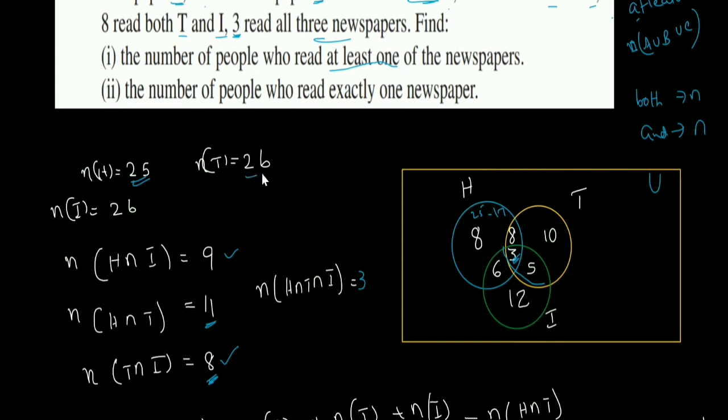T. What is T? Number of T given? 26. So this is a circle T. You already written here 8 plus 3, 11 plus 5, 16. So 26 is the total, minus 16 you should write here 10. 26 is n of T minus 8 plus 3, 11 plus 5, 16. That is equal to 10. Then I, 26. So already you have written 6 plus 3, 9 plus 5, 14. So 26 minus 14 is equal to 12. Okay. So this is how you represent the Venn diagram.